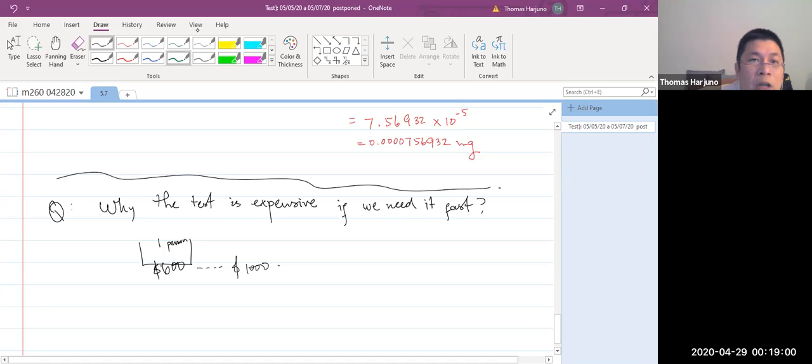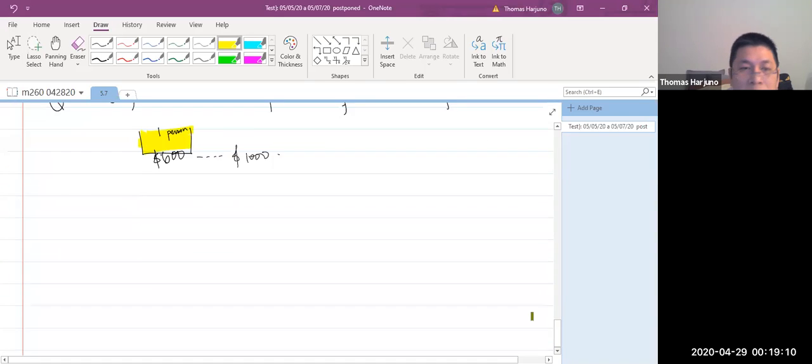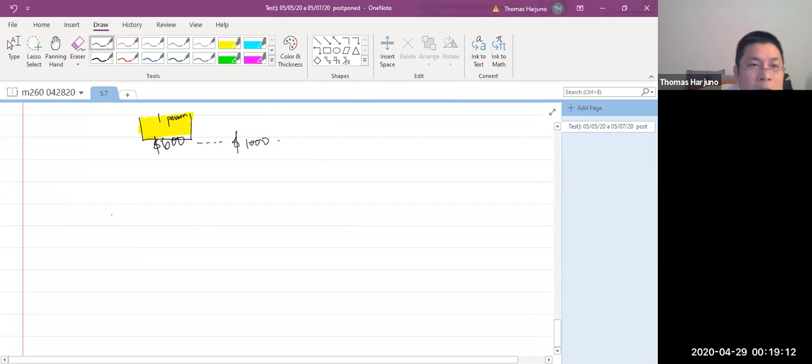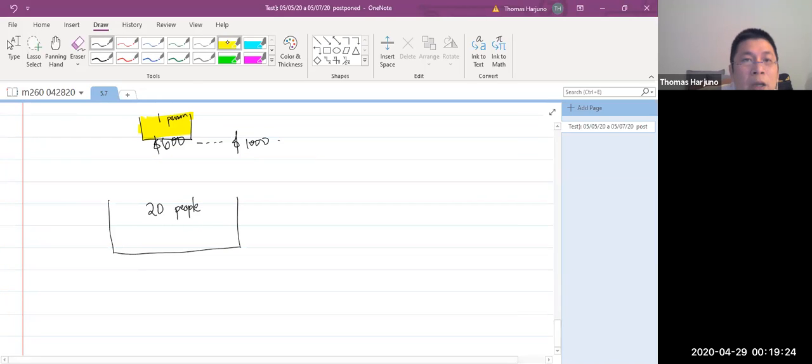Okay, now the nice thing about this is this test is actually quite sensitive. So how to make it cheaper for us? They make it cheaper by pooling. Instead of only one patient, they pool 20 patients. So the saliva from, let's say, the whole class is put together, and they do the test one time.